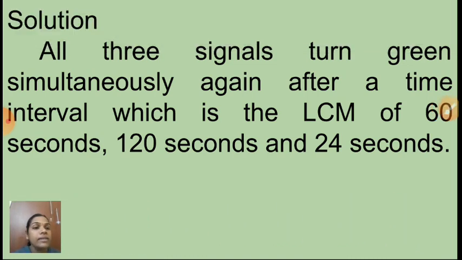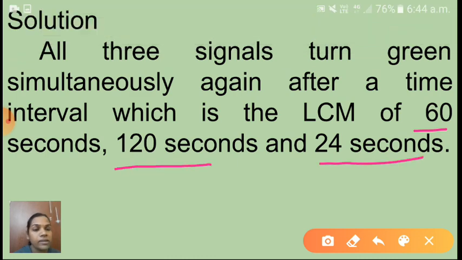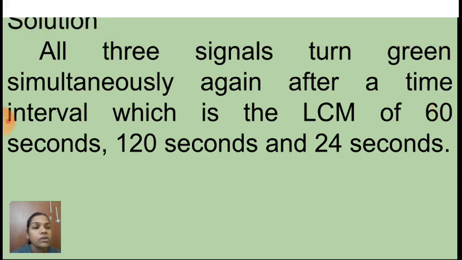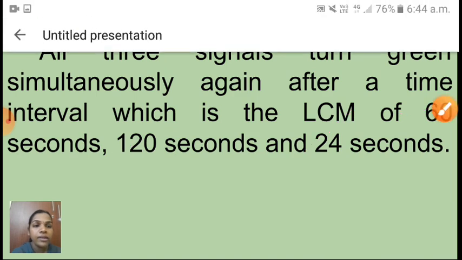All three signals turn green simultaneously again after the time interval which is the LCM of 60 seconds, 120 seconds and 24 seconds. So what is the LCM? One answer will come, and after that time all three lights will turn green. First we have to write the multiples of 60, multiples of 120, multiples of 24. Through that we can list the common multiples, and from the common multiples we will get the LCM of these three numbers.